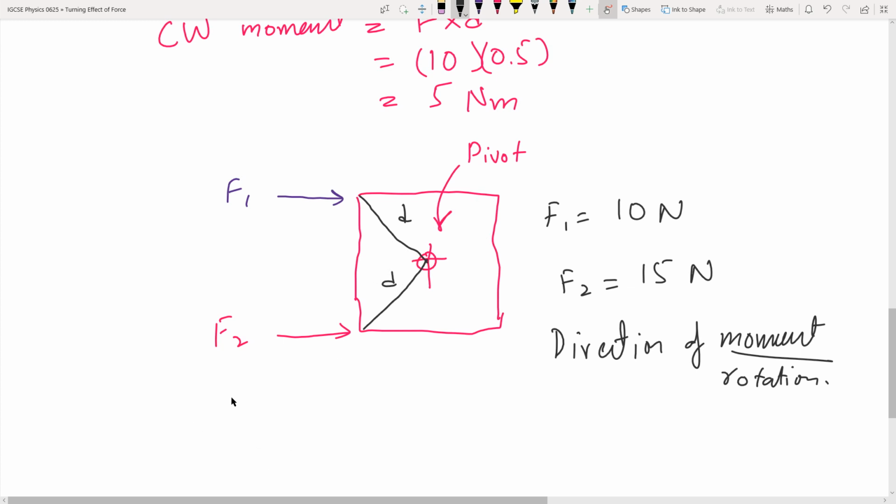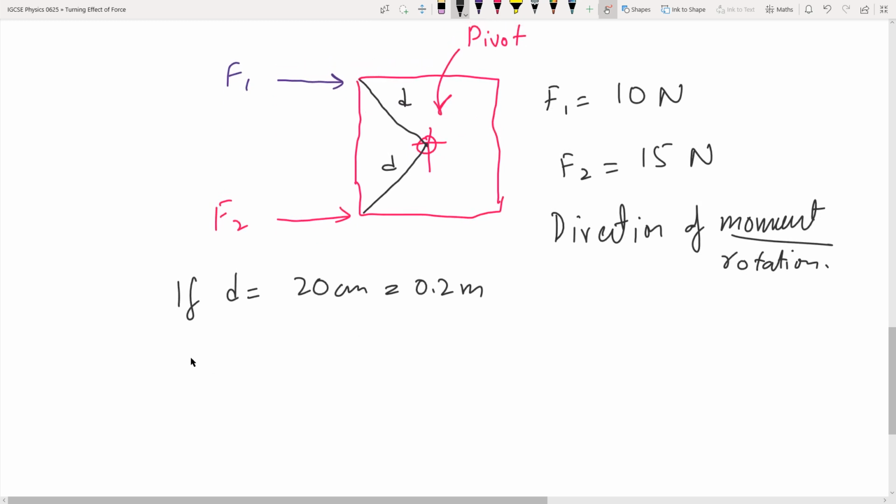So in both cases, let's say D is equal to 20 centimeters, which is going to be 0.2 meters. Now understand that this F1 is going to create a clockwise moment, and F2 is going to create an anti-clockwise or counterclockwise moment. So this is counterclockwise and this is going to be clockwise.